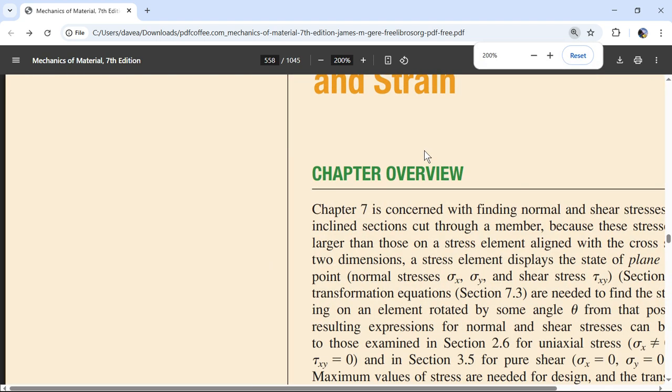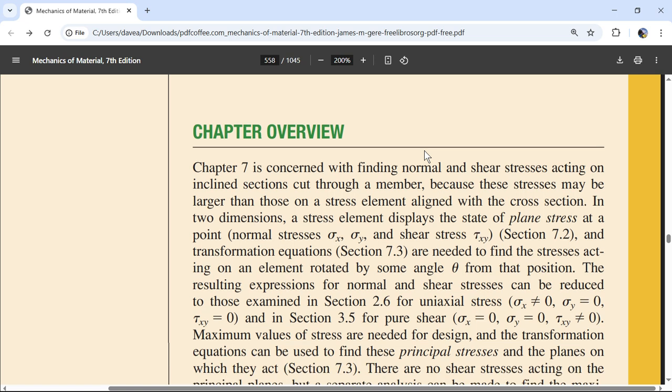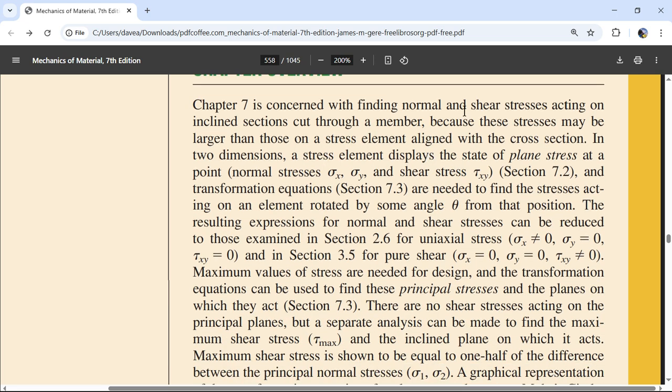All right, so chapter 7 is concerned with finding normal and shear stresses. So we talked about that. These are pressures, but it's kind of like duct tape pulling sideways on the face of a surface. This is compressing or tensioning that surface. And this chapter is concerned with finding these pressures acting on inclined sections. So we're going to take our cube that's perpendicular, and then make a cut through it. These inclined sections cut through a member because these stresses may be larger.